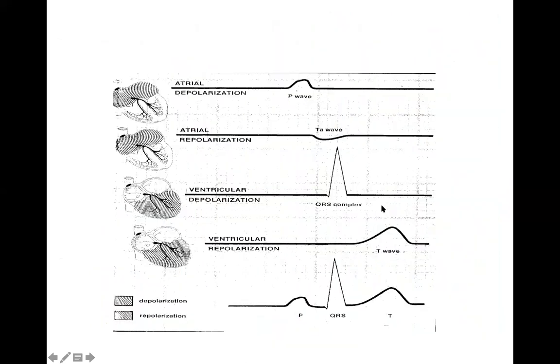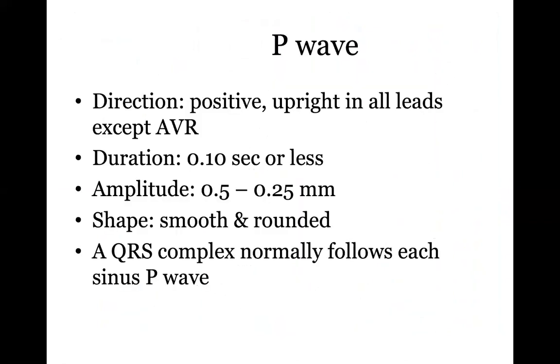So your P wave represents your atrial depolarization. Your QRS complex is your ventricular depolarization, and your T wave is the ventricular repolarization. We also have our Ta wave, which represents the atrial repolarization. So your P wave, QRS, and T waves are represented by each depolarization and repolarization of the heart. Your P wave is positive and upright in all leads except aVR.